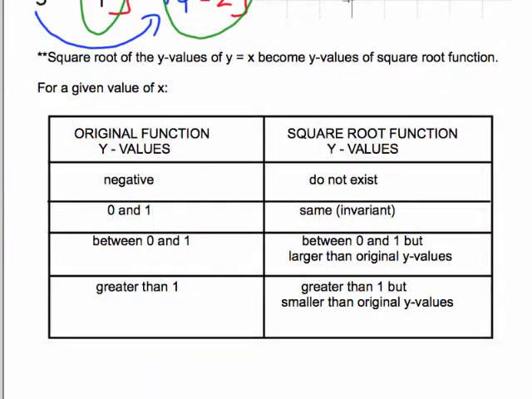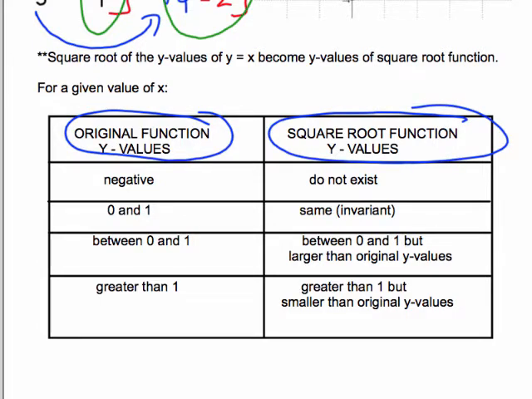So here's a summary of what we're saying, comparing the original function's y values to the new function's y values if you square root. If you have negative y values on the original, you have no points on the new function. If you have y values of 0 and 1, you have the same y values on the new function. The points are invariant. If you have y values on the original function between 0 and 1, then you still have y values between 0 and 1, but slightly larger than the original. And if you have y values greater than 1 on the original function, new y values are still greater than 1, but smaller than the original y values.